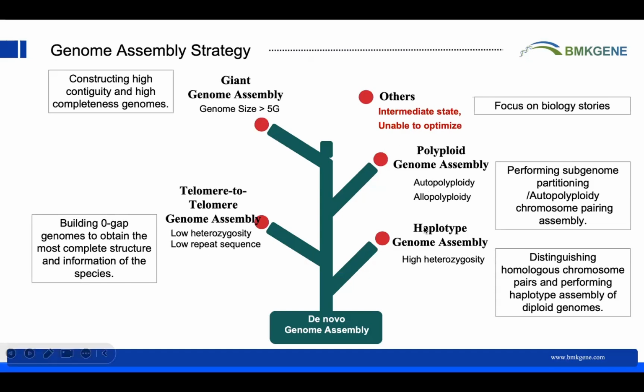And also, as I mentioned before, the haplotype resolved genome assembly for high heterozygosity species, we can distinguish the homologous chromosome pairs and perform haplotype assembly of diploid genomes. And also for polyploid genome assemblies, we can also do it for autopolyploids and allopolyploids, just assembling into the subgenome levels.